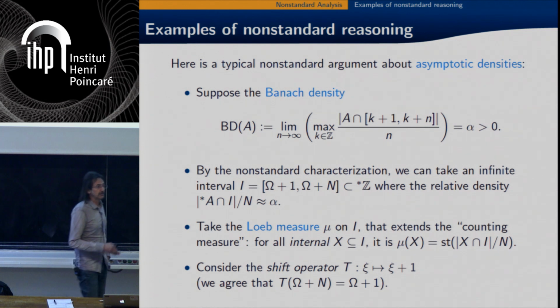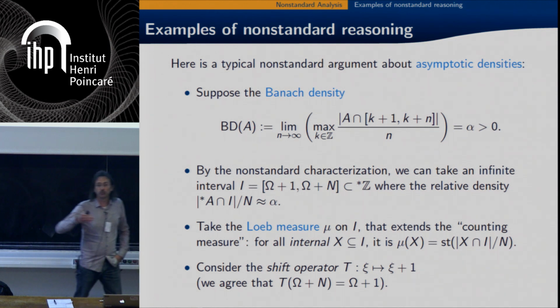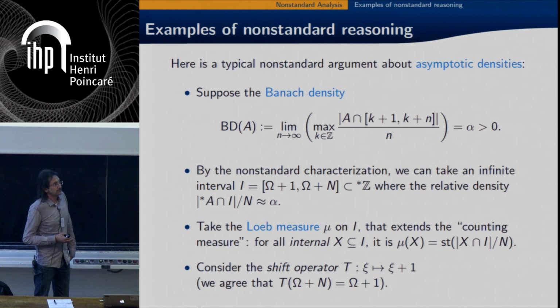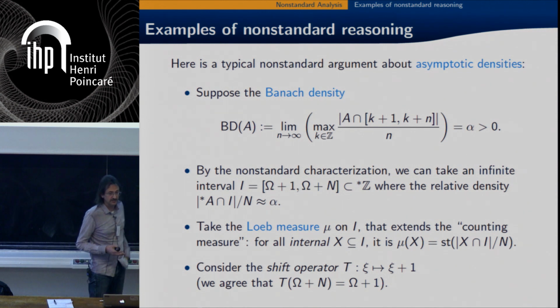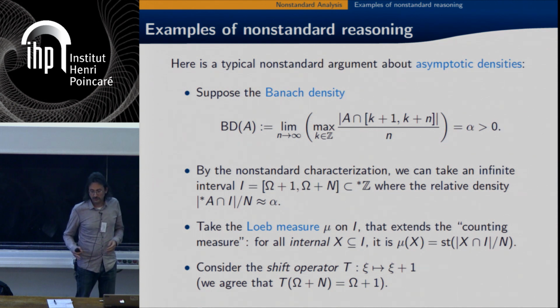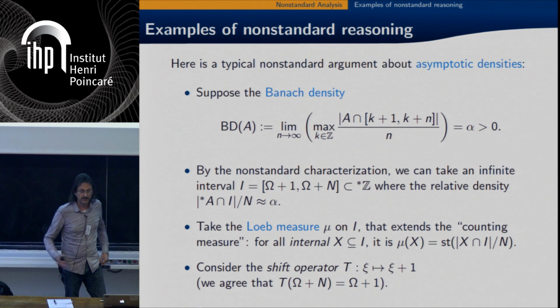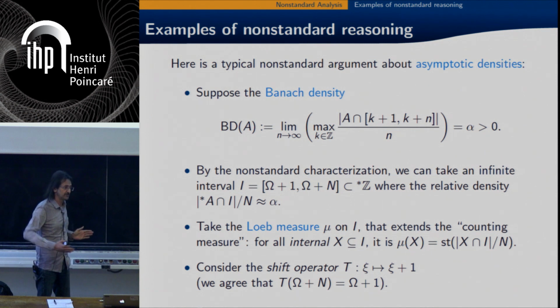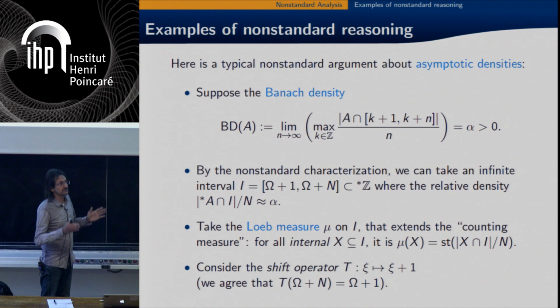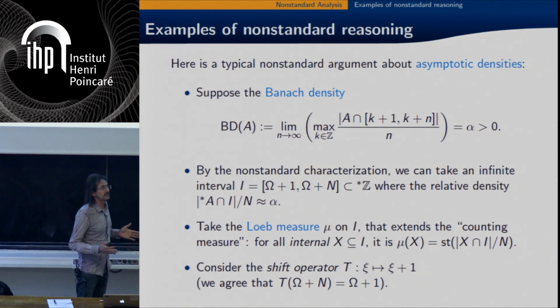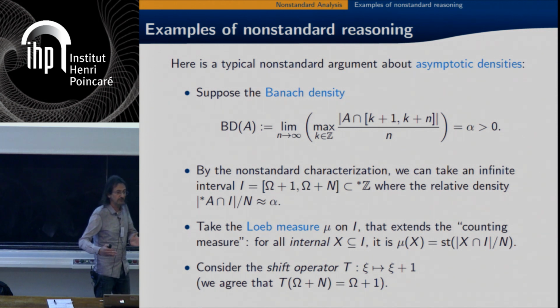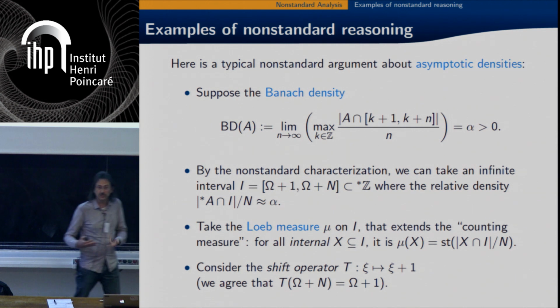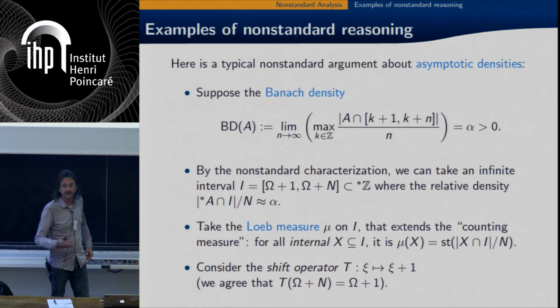Now let me give you a, say, level 1 argument. There is a notion that one uses called Banach density. It's a generalization of the usual asymptotic density. In asymptotic density, one considers only initial segments and takes the relative density over there and takes a limit. Here we just fix a finite n, and we look at all possible intervals of length n, and we find the one where we have the largest number of elements, and we take the limit of that.